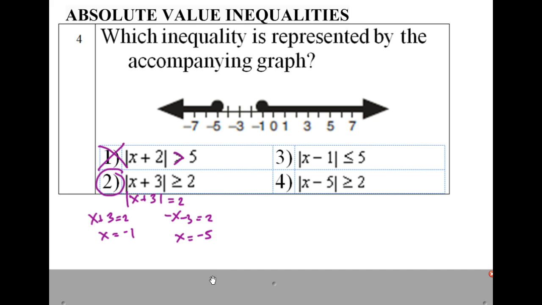And then all I need to do is determine if it's shaded correctly. So I'll try a test point like 0. If 0 works in here, then it is the right type of shading because the graph shades towards 0. It includes 0 in the solution set. So I'll sub in a 0 for x, and I get 3. I take the absolute value of 3, and I still get 3. And 3 is greater than or equal to 2. So I circle 2. 2 is the correct choice.